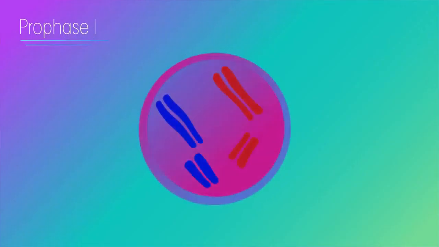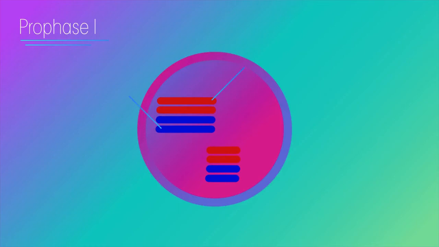In prophase I, the duplicated chromosomes join up with the pair from the other parent, so the mother's pair bind with the father's pair, forming a group of 2 chromosomes called homologous chromosomes. What happens next is vital for successful meiosis.